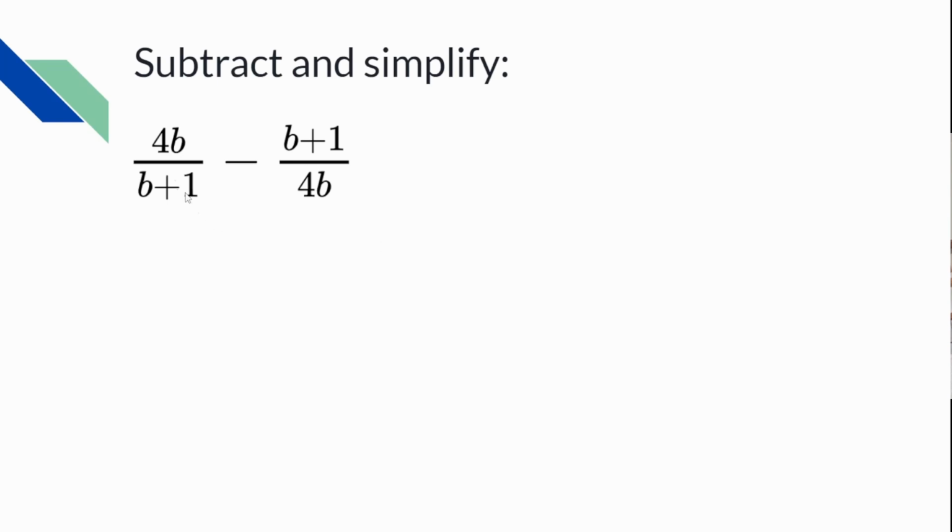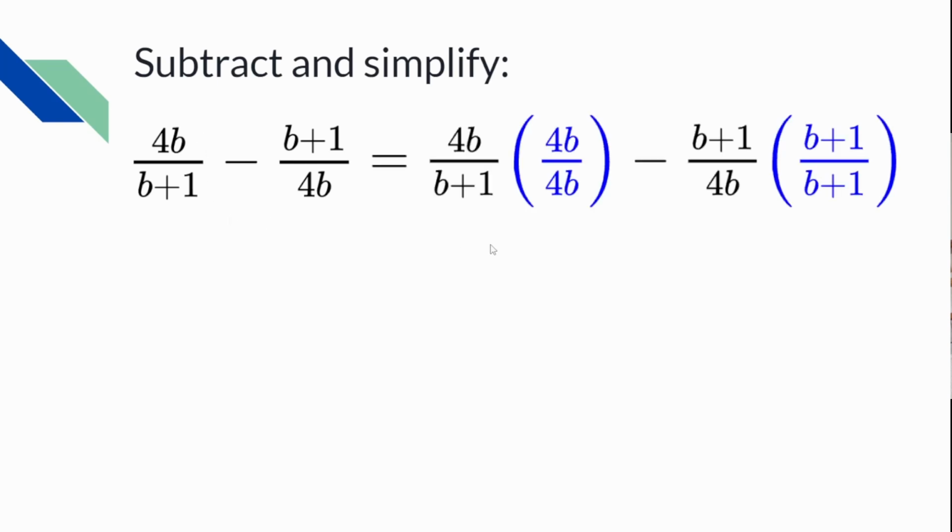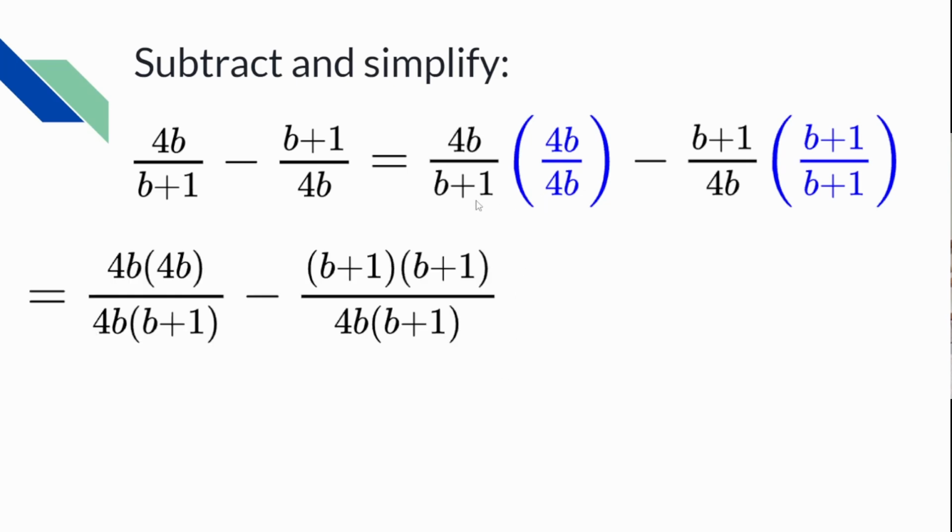So let's multiply each fraction by something equal to 1 to get the common denominator. We're going to multiply 4b over b plus 1 by 4b over 4b. And then we'll multiply this second fraction by b plus 1 over b plus 1. That'll give us what we want. So when we multiply these fractions, we get 4b times 4b over the common denominator. And then up here we get b plus 1 times b plus 1 over the common denominator.